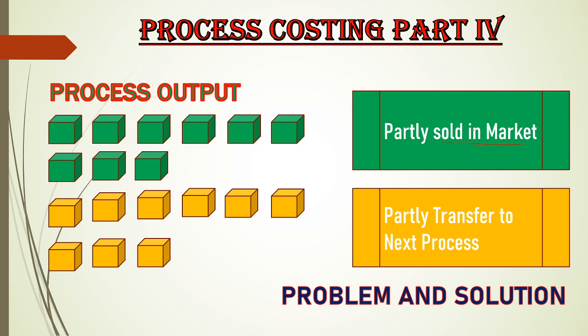So in this video, we will discuss if the partial output is sold out in the market and partial output is transferred to next process for further processing, then how the process accounts are prepared with the help of a simple example.